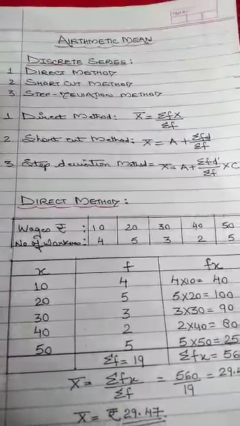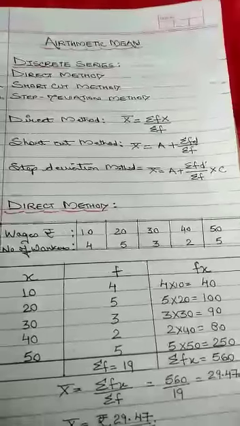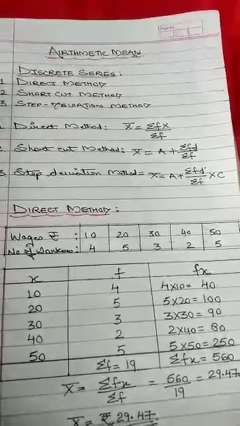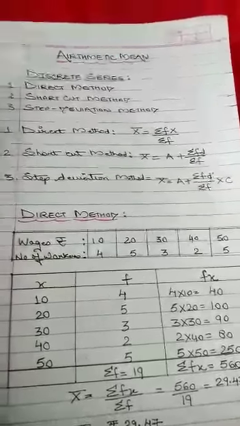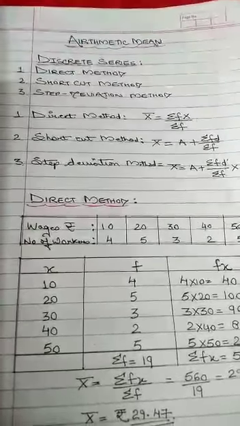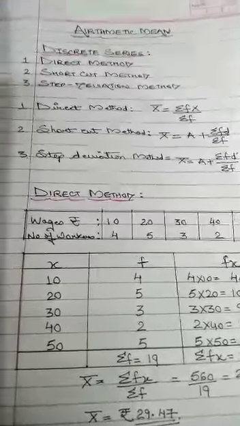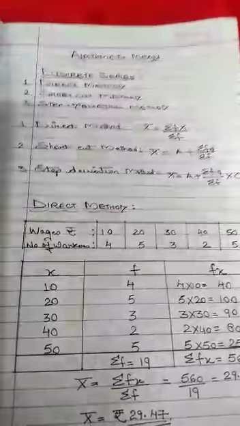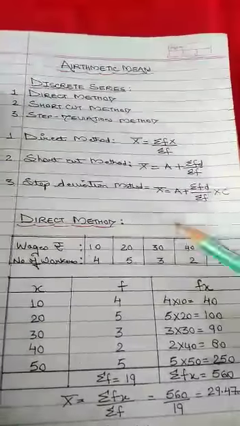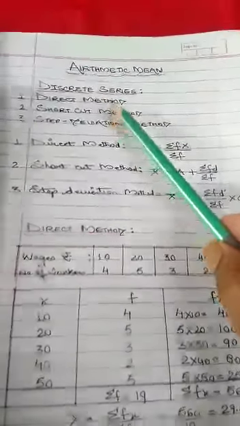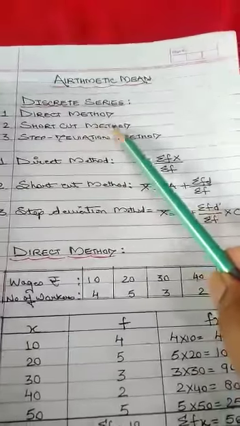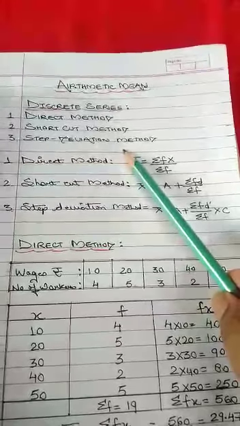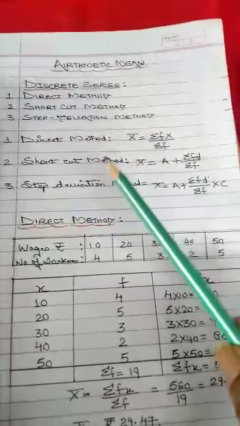So children, when we talk about the discrete series, we do not have any class interval in it. And this discrete series is also known by the name of frequency array. There are three methods of calculating mean by discrete series, as you all can see. The first one is direct method, then shortcut method, and the third one is step deviation method. Now we will be taking each method one by one.